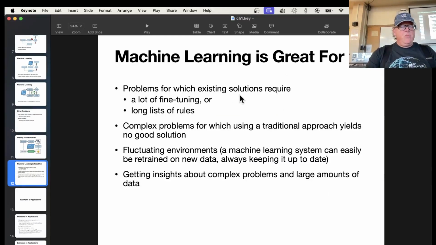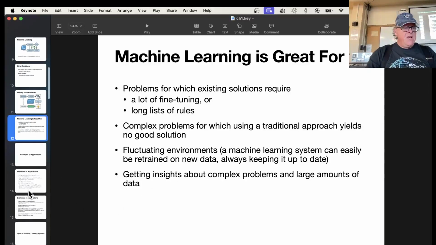All right, so it's good for problems where the existing solutions are very difficult, or complex problems with no good solution, or fluctuating environments where they have to keep moving with the trend, and so on, and also analyzing large amounts of data. Doing things like, say, reading all the social media posts and then rating whether people are positive or negative this week, that kind of thing, is the kind of job AIs are good for. Also summarizing large things like whole movies, whole books.